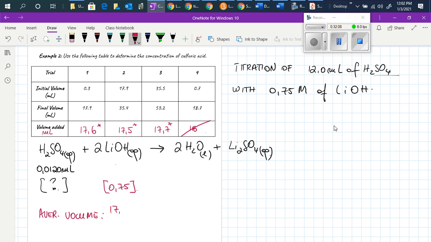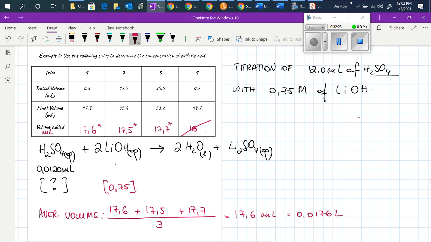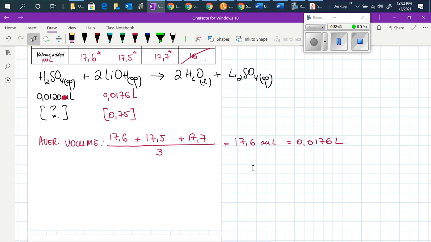It will be 17.6 plus 17.5 plus 17.7, the whole thing divided by 3. As long as you have 3, then you are good. And this will be 17.6 milliliters or 0.0176 liters. And now that we have that piece of information, liters, not milliliters, liters. Now that we have it, let's do stoichiometry.